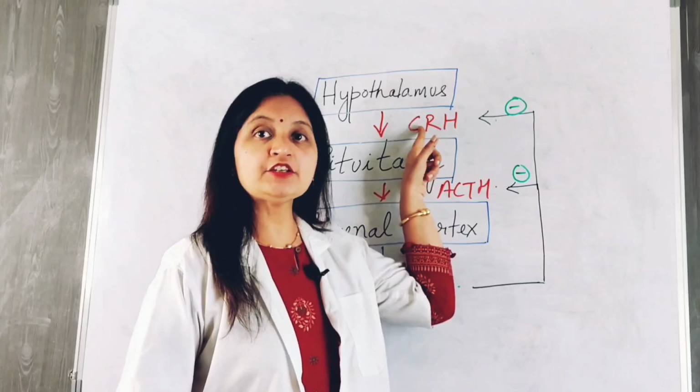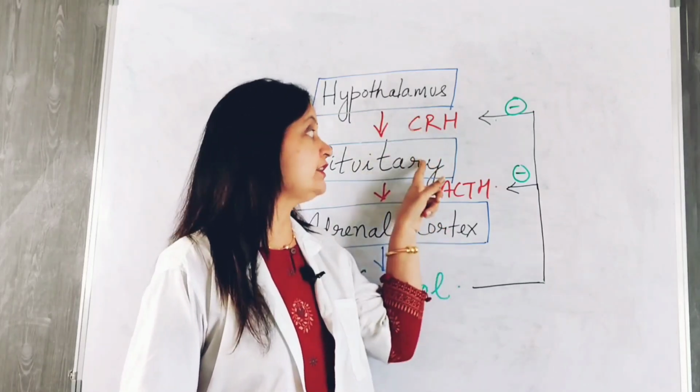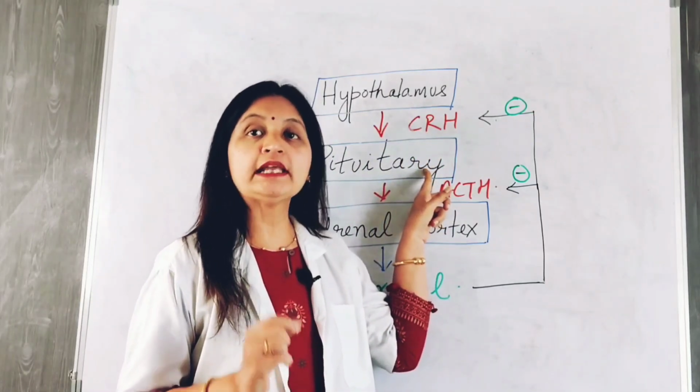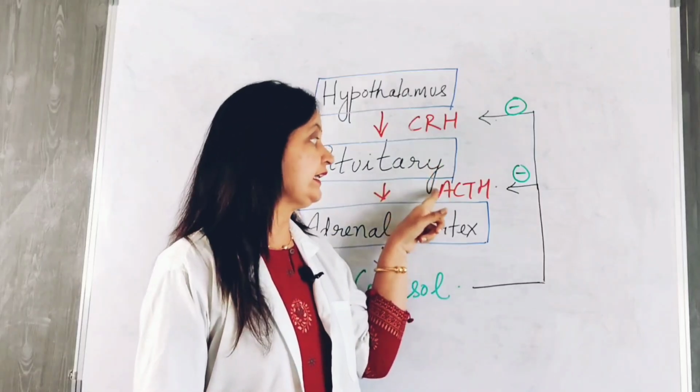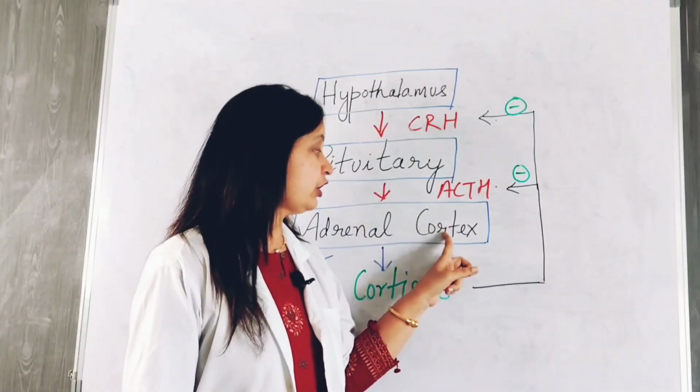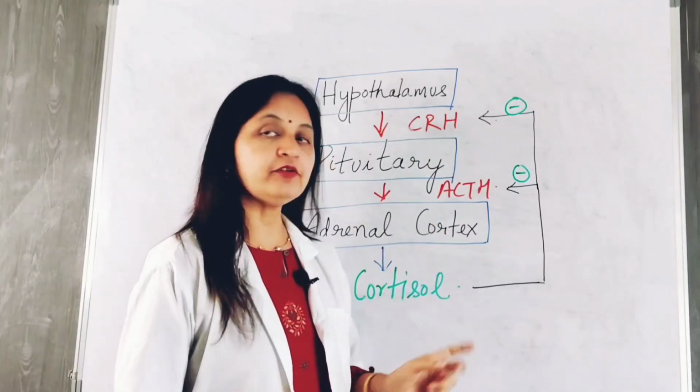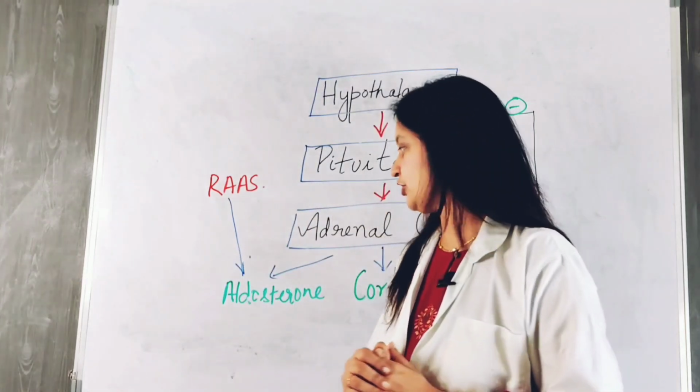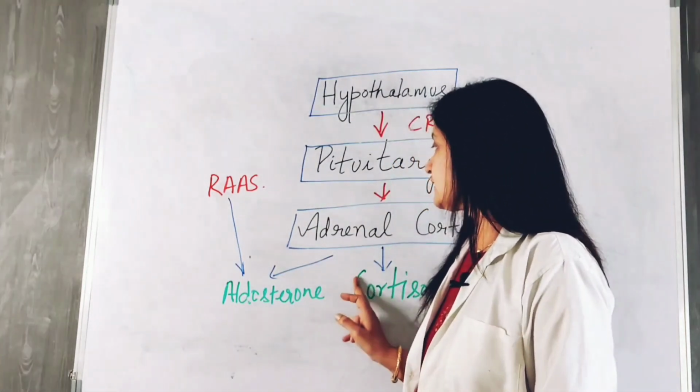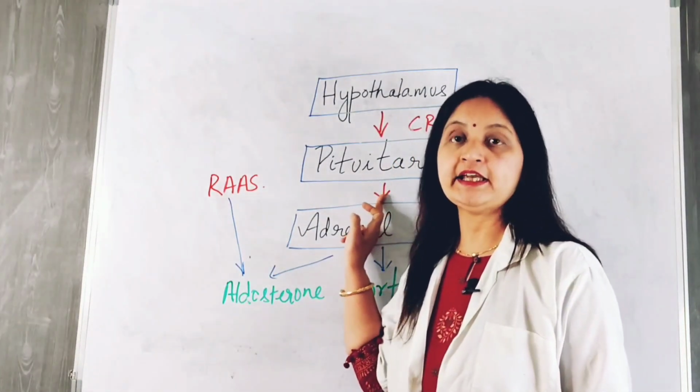So CRH is released from the hypothalamus, which in turn stimulates the pituitary to release ACTH. ACTH in turn stimulates the adrenal cortex to release and secrete cortisol into the blood circulation. So cortisol secretion is dependent on ACTH.